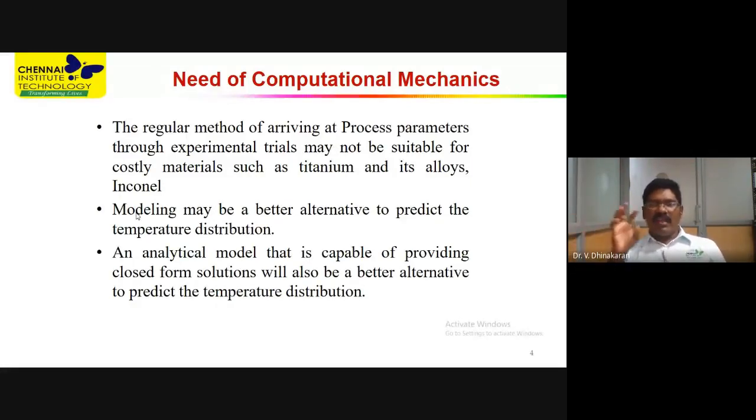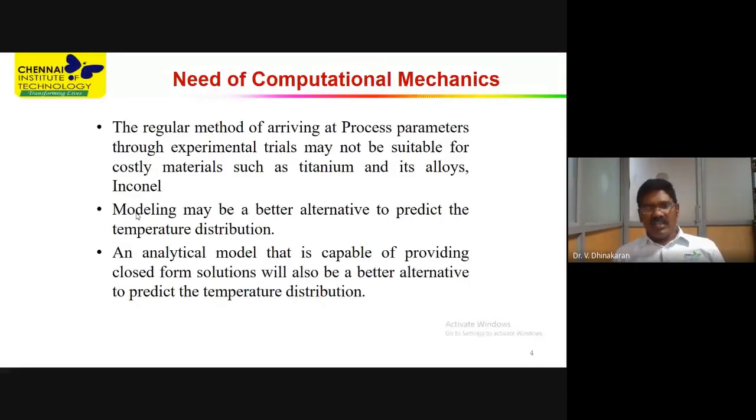Upon testing, if the purpose is met, then you can go for compatibility. If the purpose is not met, then the component has to be thrown out. Then again, you have to go for design, then manufacture, then testing, then analyze whether the purpose is solved or not. So this process takes much more time, and it's a time-consuming process.